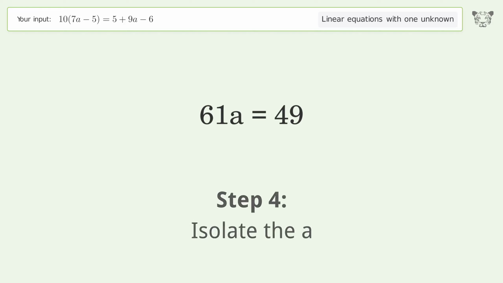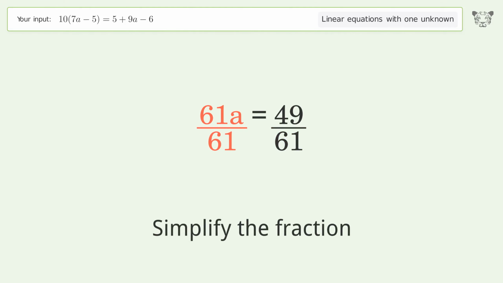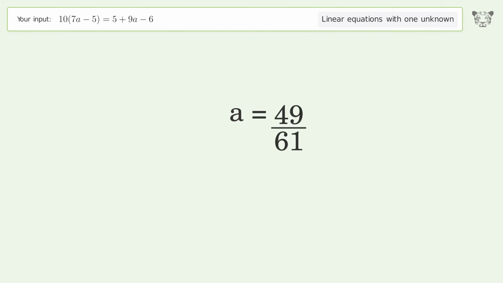Isolate the a. Divide both sides by 61. Simplify the fraction. And so the final result is a equals 49/61.